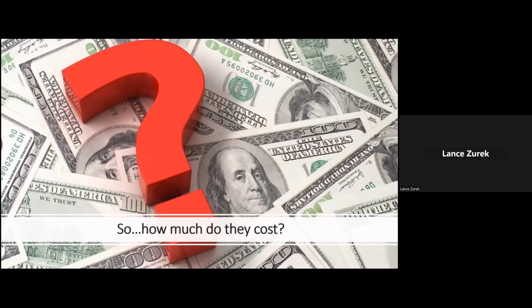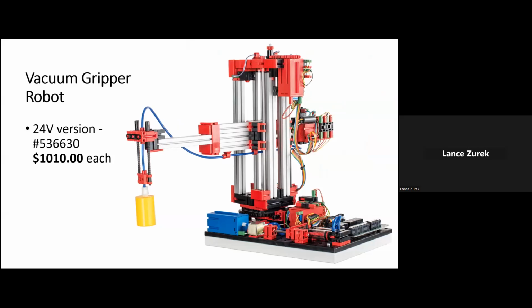Of course, you might well be wondering how much these models cost. So we're going to take a quick review of each option I've discussed along with pricing for each. The first version, the vacuum gripper robot, is available currently in the 24-volt version. It's $1,010 each. The 9-volt version is currently not available.